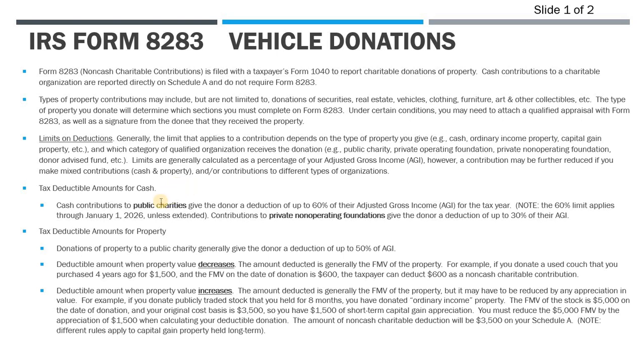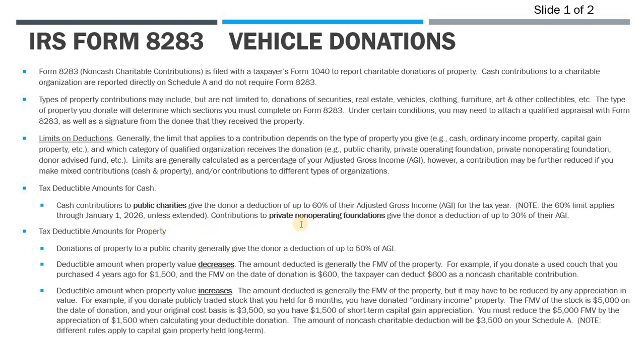So the easiest one is really cash, right? So cash contributions to public charities, you can deduct the cash amount up to 60% of your AGI, so that's the limit. And this 60% limit applies for donations through January 1st, 2026, unless that's extended. So historically, you were able to deduct cash up to 50% of your AGI, and then the Tax Cuts and Jobs Act temporarily made that 60%.